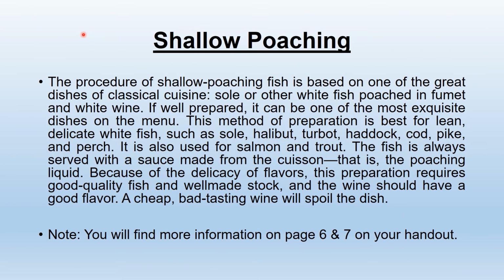The shallow poaching, which is the last part of this topic. The procedure of shallow poaching fish is based on one of the greatest dishes of classical cuisine. Sole or other white fish poached in fumet and white wine. So this is what they're doing, the fumet and white wine. And of course, as I mentioned to you, you can make a combination of that.